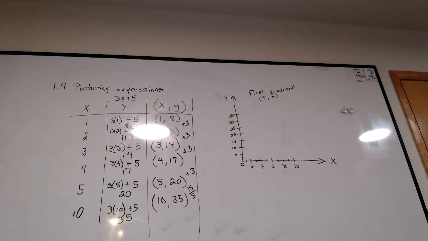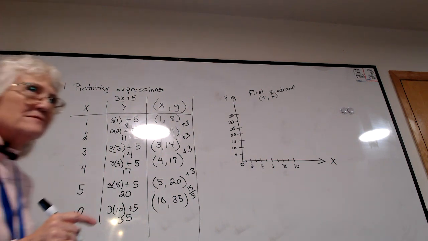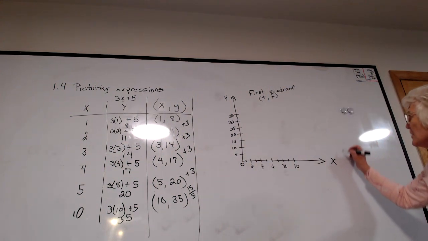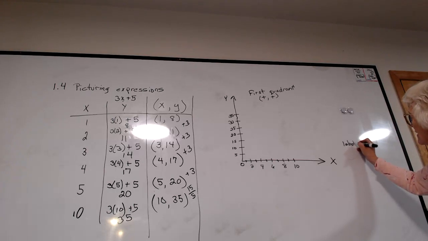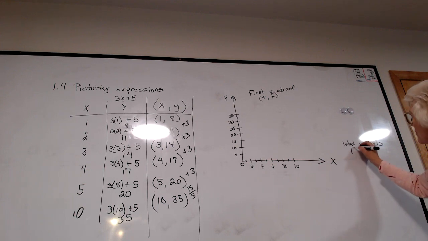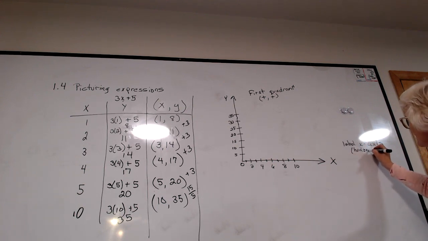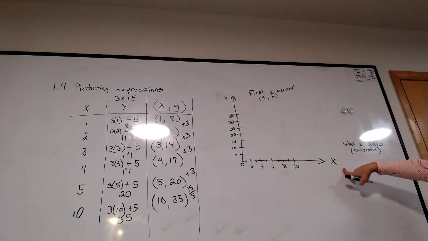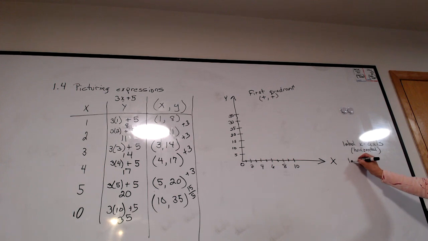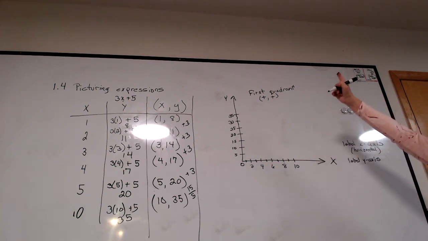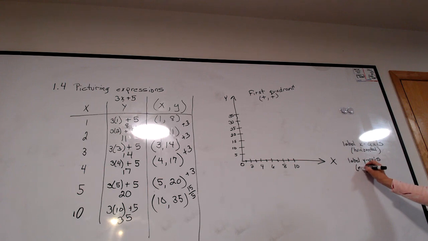When you're graphing, these are things I require on your graph. 1, you label the x-axis. X is always horizontal. So this horizontal axis is always going to be x. You also label the y-axis, and your y-axis is always going positive, it's vertical, up.